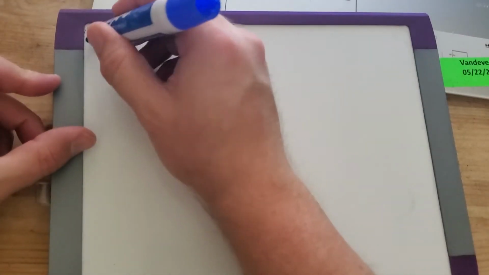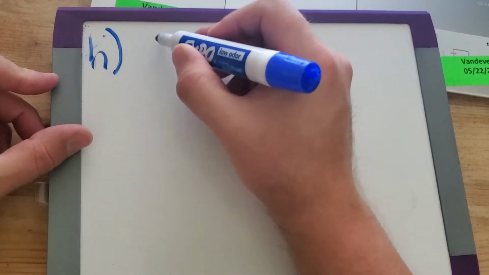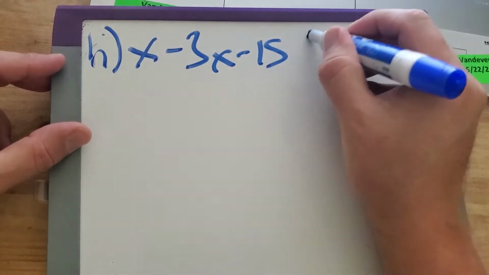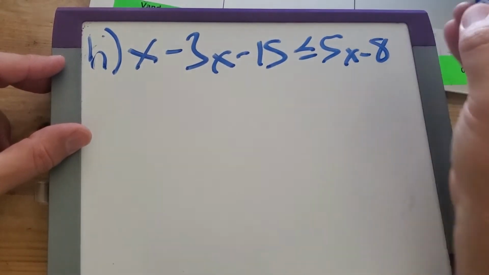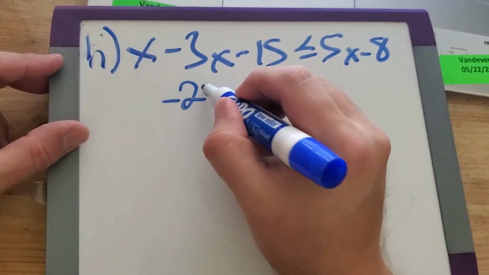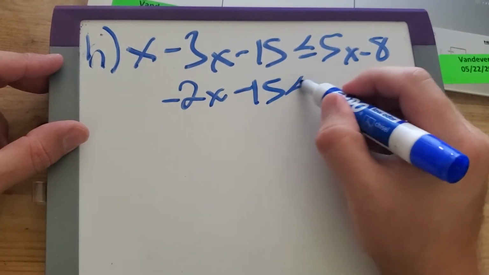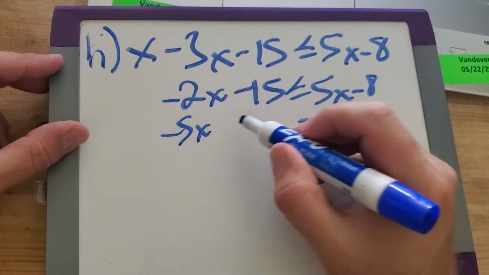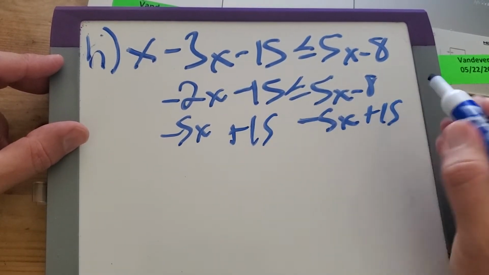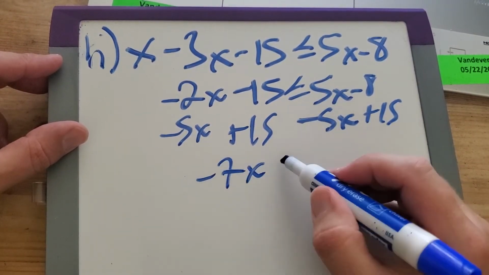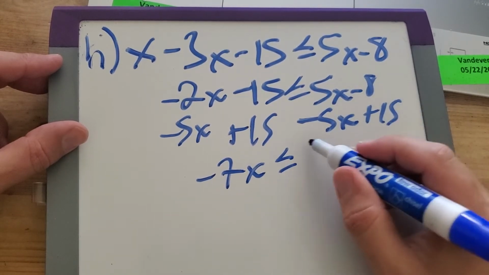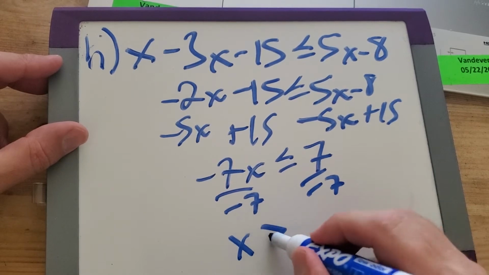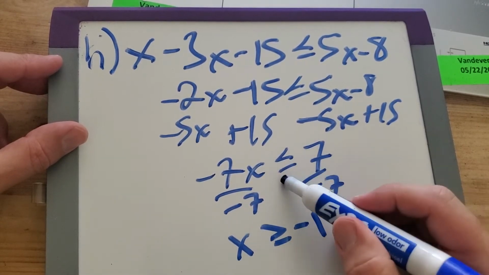Oh, let's see. H is another inequality. Let's see if it comes out to be something a little less freaky this time. I'm going to go ahead and distribute what I can. I get -2x minus 15 less than or equal to 5x minus 8. Subtract 5x, add 15. I get -7x less than or equal to 7. Divide by -7. I get x greater than or equal to -1. Got to flip the sign.